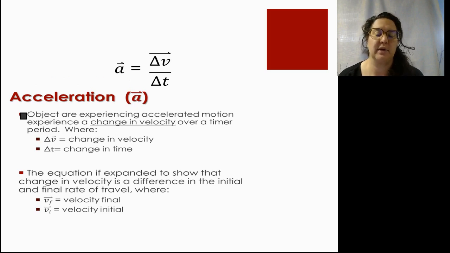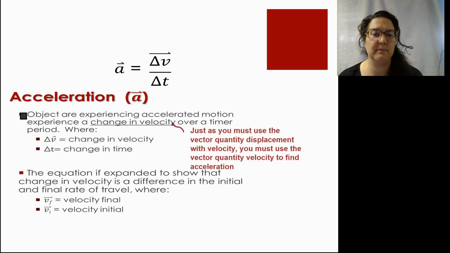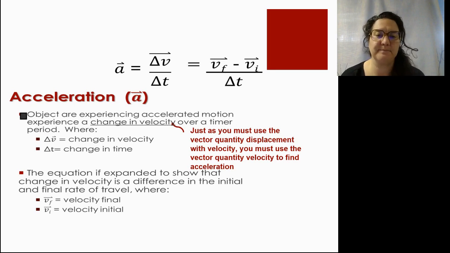The formula for acceleration is acceleration equals change in velocity divided by change in time. And again, we have to use velocity, not speed. So we're going to have that vector velocity. So we must use the vector velocity to find the vector acceleration. So we will take the final velocity, subtract the initial velocity, and divide it by the change in time.